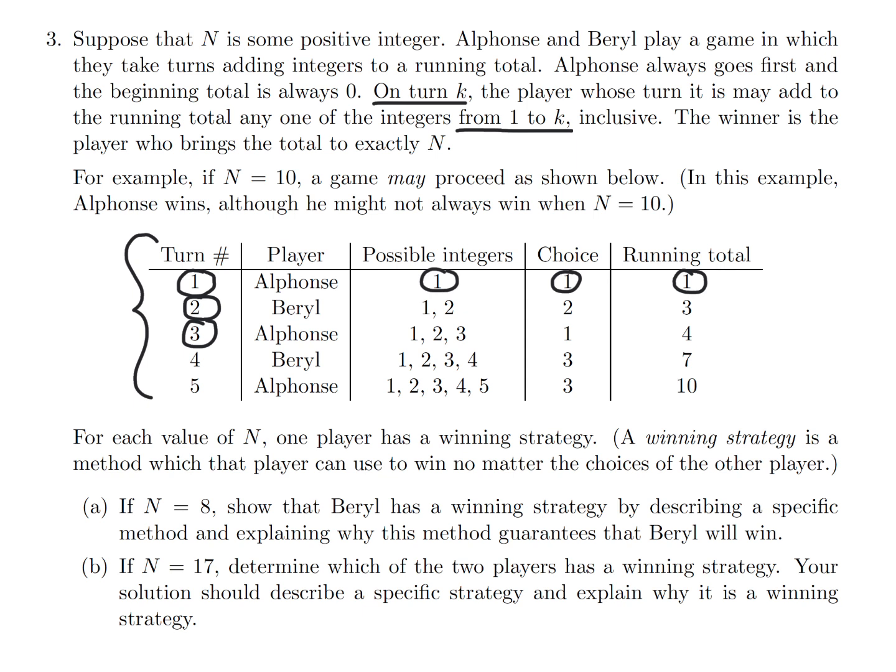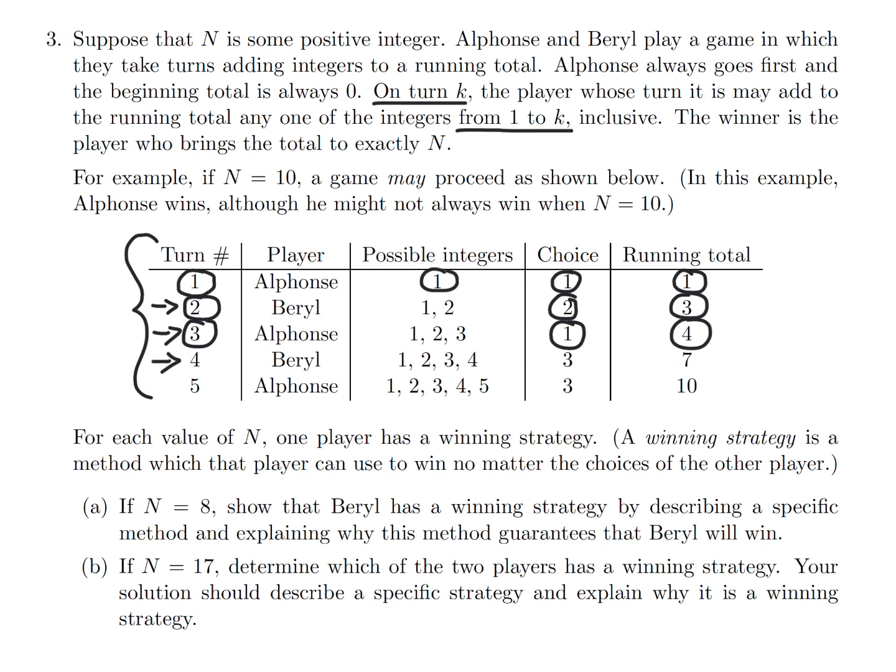So they're saying he chooses the number 1, which is the only choice he has, and therefore the running total is 1. On the second turn, which Beryl gets to choose, he has a choice. He can choose either the number 1 or the number 2. He decides to choose 2. Now the running total would be 1 plus 2, which is 3. On the third turn, Alphonse, his choices are 1, 2, or 3. He decides to choose 1, and therefore the running total is 4.